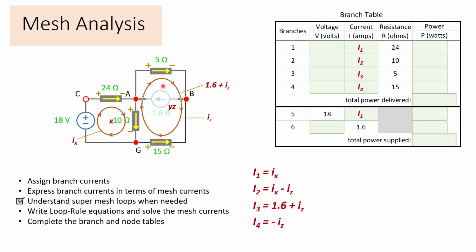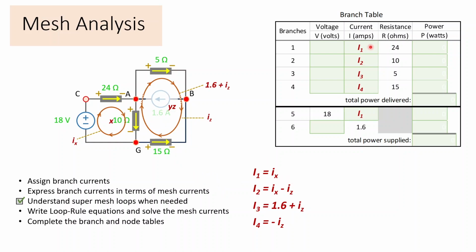Whether or not you want to count Iy as the variable, in that case you would have Iy coming in, and Iz would be Iy minus 1.6, or what I'm doing is I have Iz joining the 1.6 plus to get Iy. And now we're ready to write the branch currents in terms of the mesh currents, now that we have our supermesh understood.